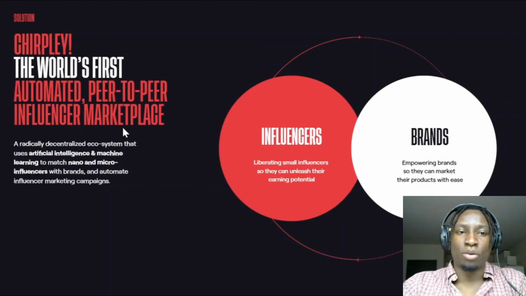So Chirpley is the world's first automated peer-to-peer influencer marketplace. And so we've already discussed this before. It's liberating small influencers so they can unleash their earning potential, for the micro influencers and the nano influencers, right? And empowering brands so they can market their products with ease. So it's a radical decentralized ecosystem that uses artificial intelligence and machine learning, right? So it's combining the AI, machine learning, and Web3 all together to facilitate this type of product that is actually really needed in the landscape of the influencer industry.